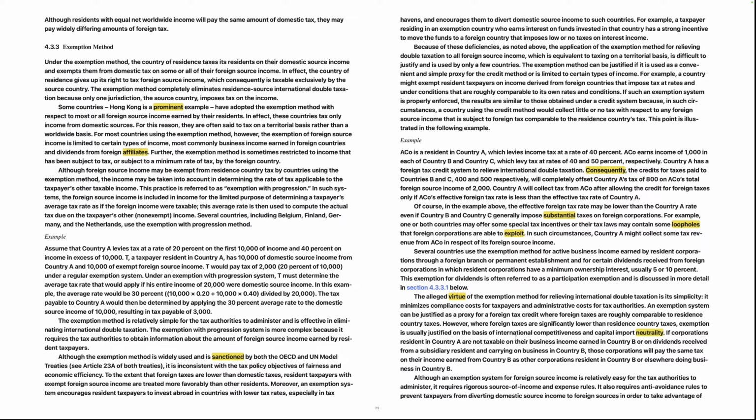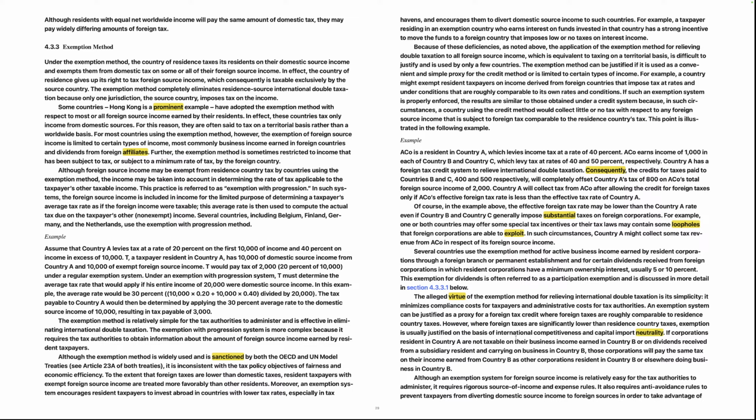The alleged virtue of the exemption method for relieving international double taxation is its simplicity. It minimizes compliance costs for taxpayers and administrative costs for tax authorities. An exemption system can be justified as a proxy for a foreign tax credit where foreign taxes are roughly comparable to residence country taxes. However, where foreign taxes are significantly lower than residence country taxes, exemption is usually justified on the basis of international competitiveness and capital import neutrality.